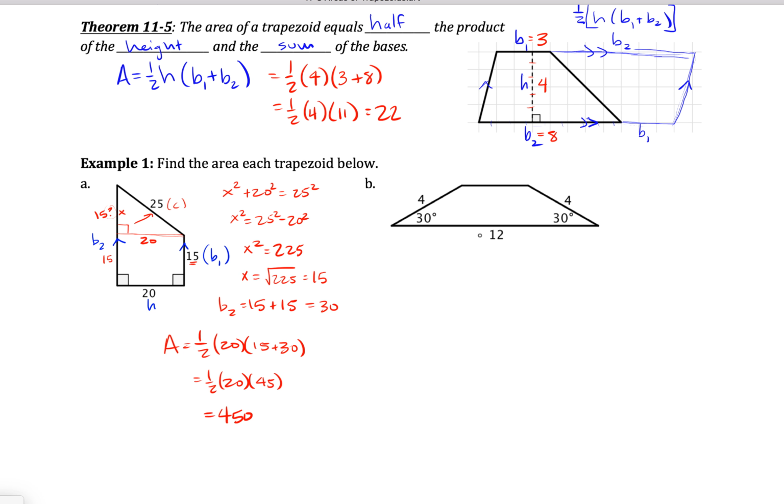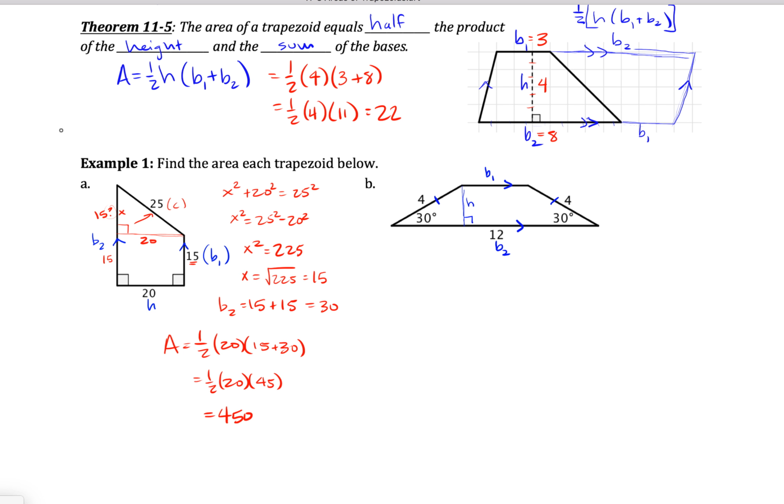Now example B is going to be a little bit trickier. You'll notice that what we have in example B is we have some angle measurements here. This looks like an isosceles trapezoid because here are the bases, and here are the legs that are each 4, so those legs are congruent. And we have base, we'll call that base 2 down here. But what we don't have is this measurement. We don't have the height, right? And we don't have this measurement up here, which would be base 1. So we got a little work to do to find both the height and base 1.